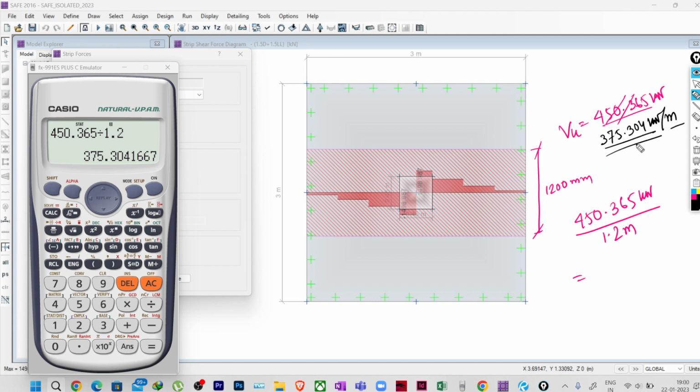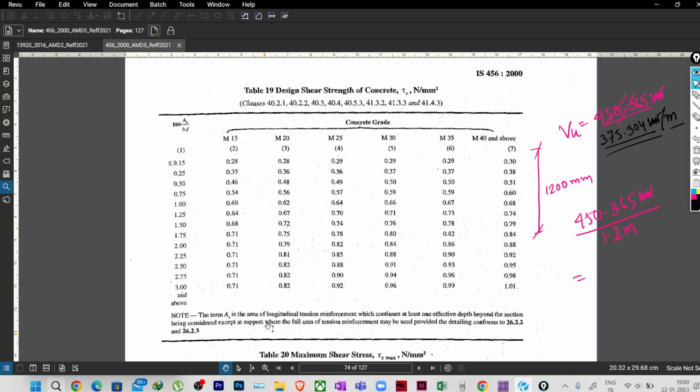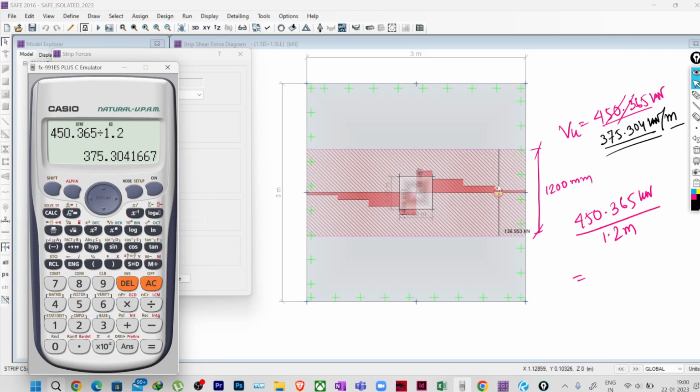Now I have to check what is the shear capacity of my section. How to find the shear capacity of the section? We can find it using Table 19 of IS 456:2000. You can see the design shear strength of concrete, tau c, and it depends on the Ast provided. If I tell you what is the minimum Ast that we'll be providing here, in a previous session I think I have not covered this. So what is the minimum Ast that we'll be providing?